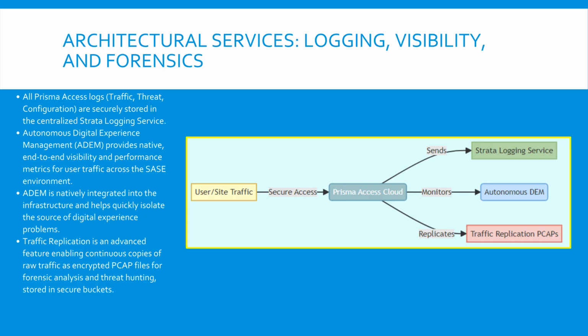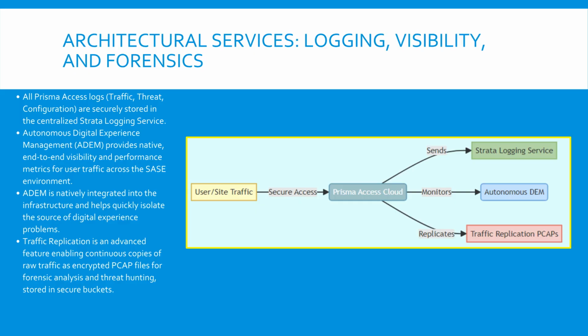This diagram highlights the critical support services integrated into the Prisma Access architecture, moving beyond basic connectivity. User and site traffic flows into the main Prisma Access cloud, where security inspection occurs. From there, the traffic metadata is immediately sent to the Strata logging service for central storage and forensic analysis. Separately, the entire network experience is constantly monitored by Autonomous Digital Experience Management, or ADEM, which provides deep insights into performance and user experience. For specialized security needs, the system also supports traffic replication, which creates copies of the raw traffic, stored as PCAP files in secure buckets, enabling deep forensic analysis and retrospective threat hunting.